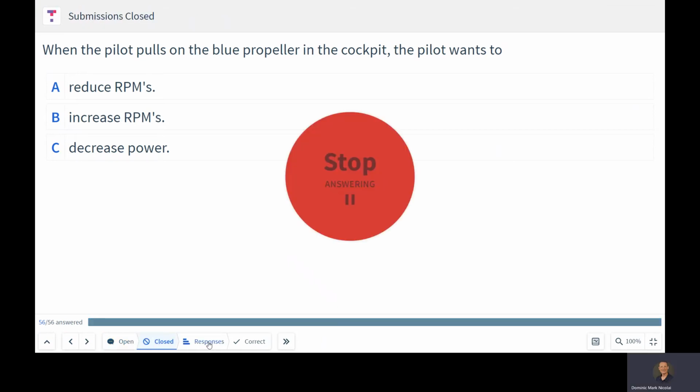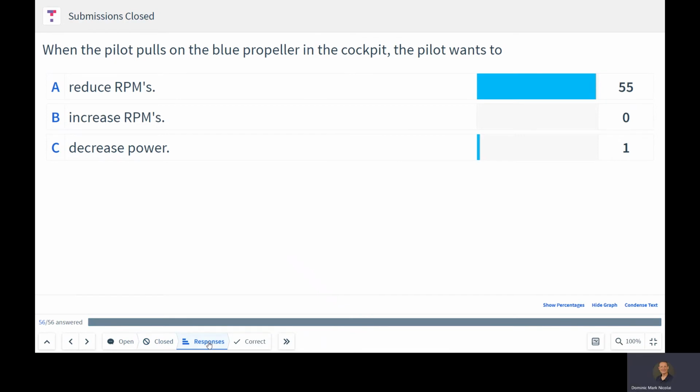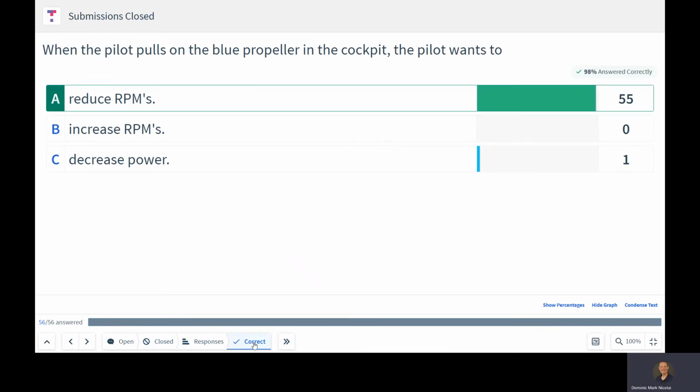Oh, you're out quick today. Good. All right, reduce RPMs. There we go. That is correct. Reduce RPMs. If we're talking about the prop controller, we're talking about RPMs. We're not talking about manifold pressure.